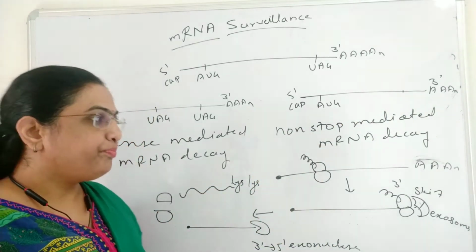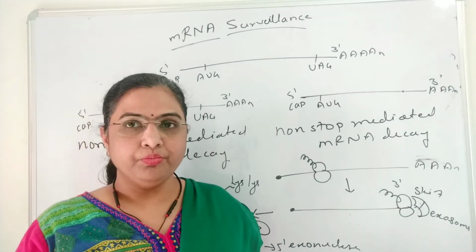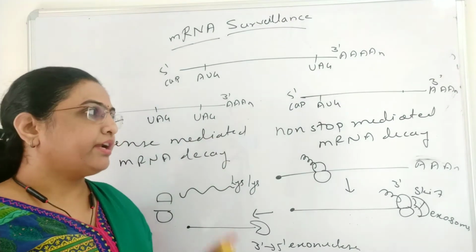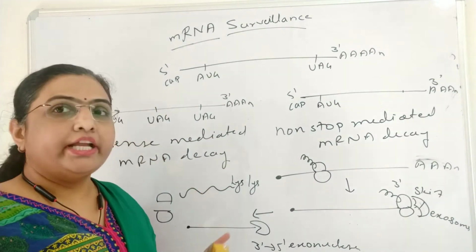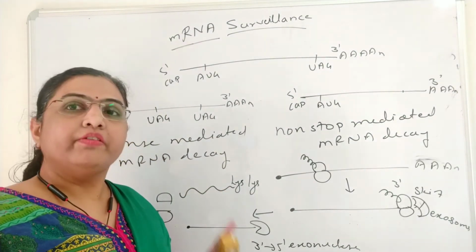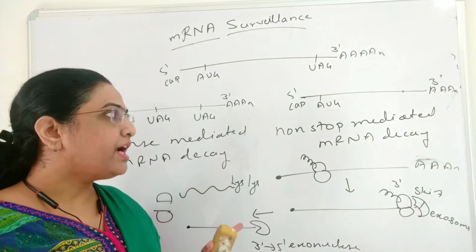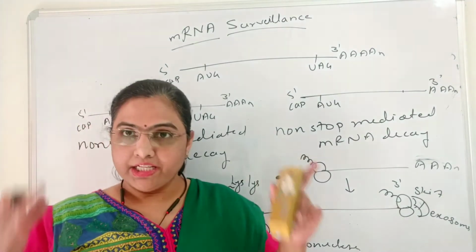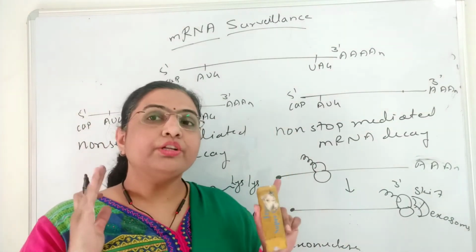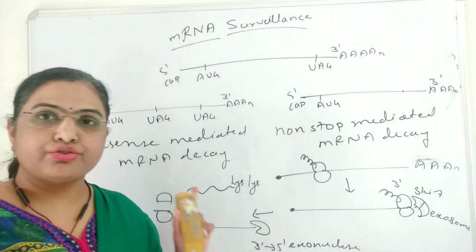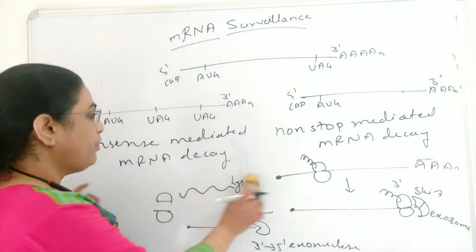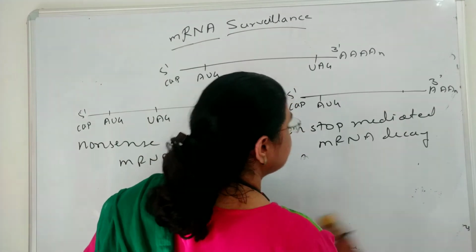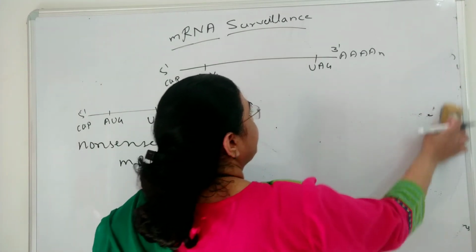So in this way, the defective mRNA and the protein synthesized from it are both going to be degraded with the help of the mRNA surveillance mechanism called non-stop mediated mRNA decay. Now we will go towards the second type of mechanism, and that is nonsense mediated mRNA decay.